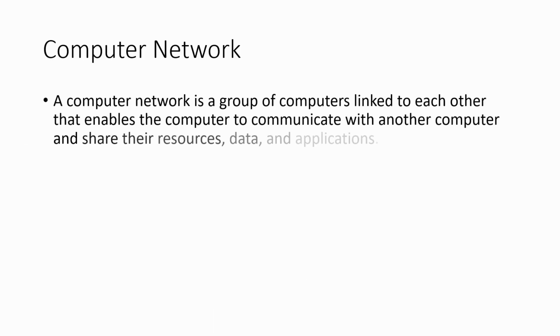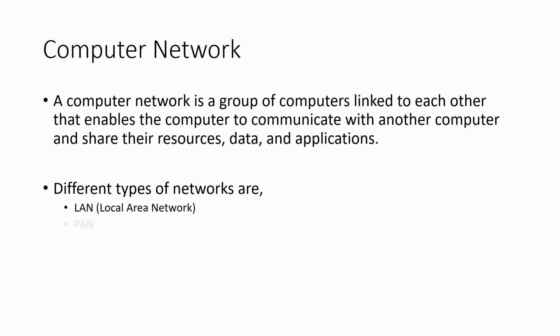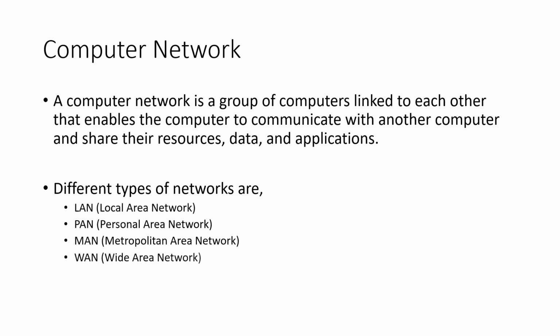A computer network is a group of computers linked to each other that enables a computer to communicate with another computer and share their resources, data, and applications. Different types of networks are LAN, Local Area Network, PAN, Personal Area Network, MAN, Metropolitan Area Network, WAN, Wide Area Network.